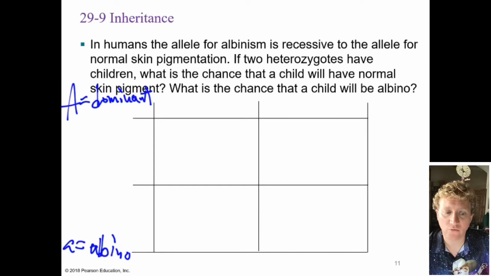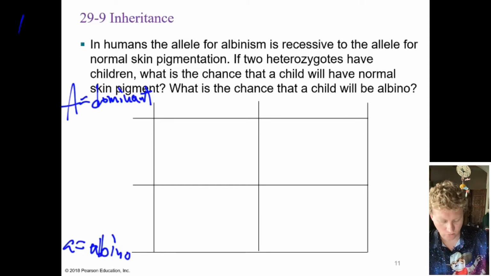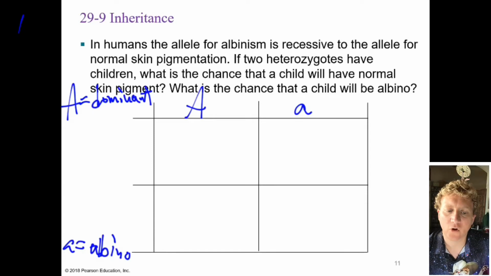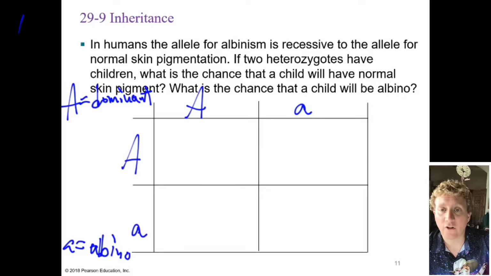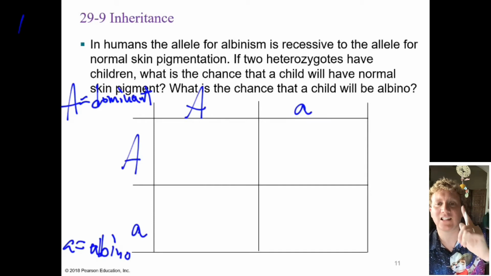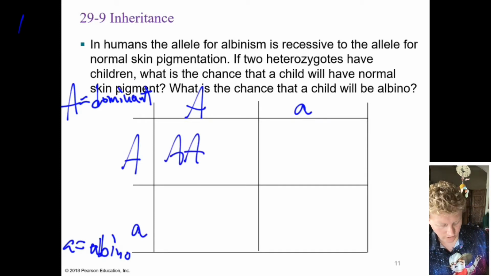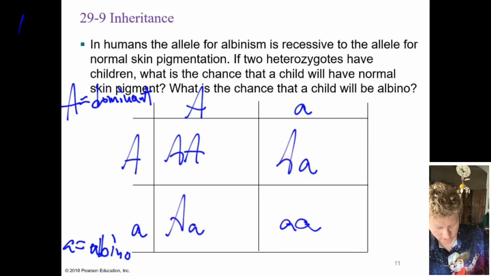Two heterozygotes have children. So we know that heterozygotes are different, right? So I'm going to put one parent's gametes on the top, one parent's gametes on the side. Doesn't matter where the mom goes, where the dad goes. We're going to fill the boxes in, right? So I want to know what the chance is that I'm going to have a child with normal skin pigment. So that means a child with at least one dominant allele. So I've got one here. I'm going to fill that in. I'm going to fill that in. I'm going to fill that in.